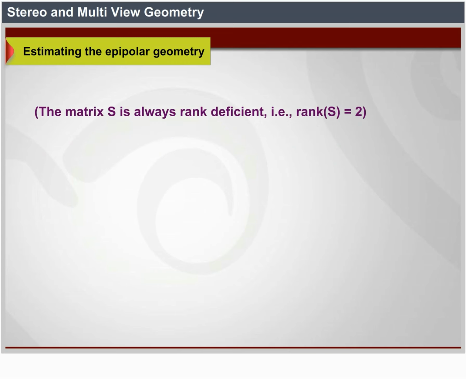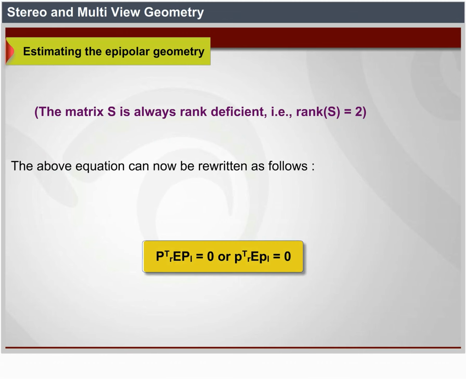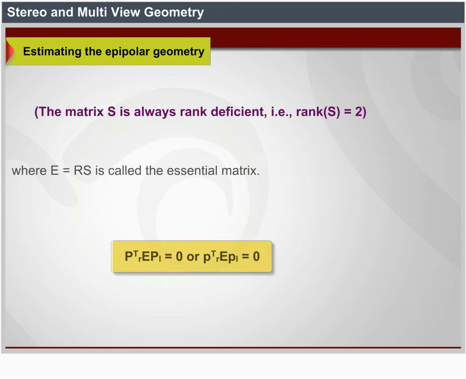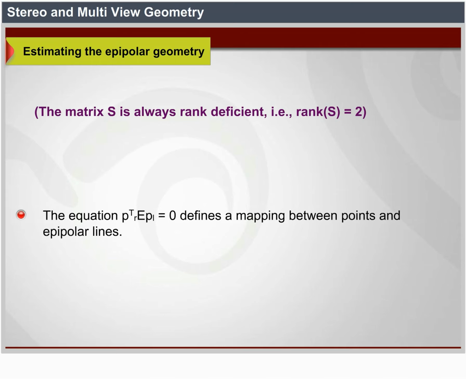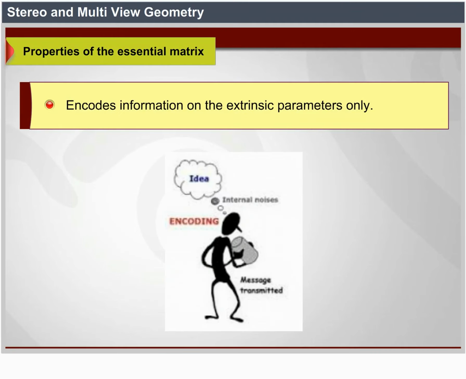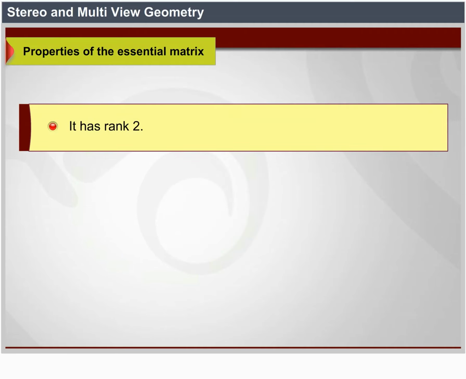The above equation can now be rewritten as PR raised to the power T, E PL equals 0, where E equals R S is called the essential matrix. The equation PR raised to the power T E PL equals 0 defines a mapping between points and epipolar lines. Properties of the essential matrix: it encodes information on the extrinsic parameters only. It has rank 2, and its two non-zero singular values are equal.